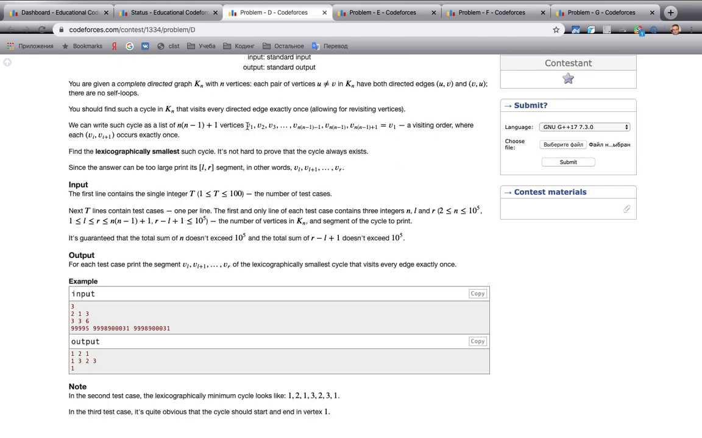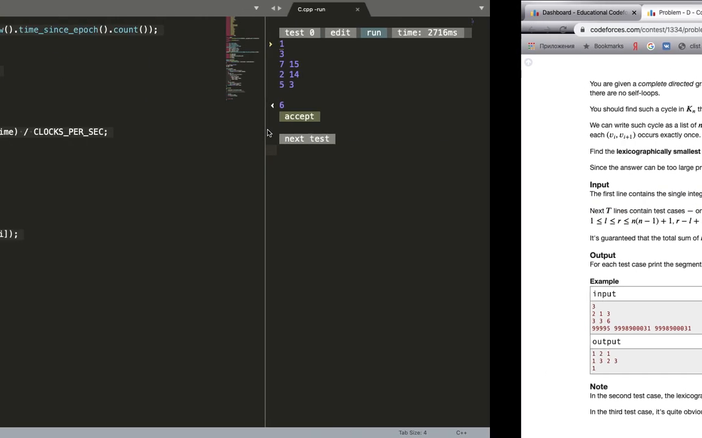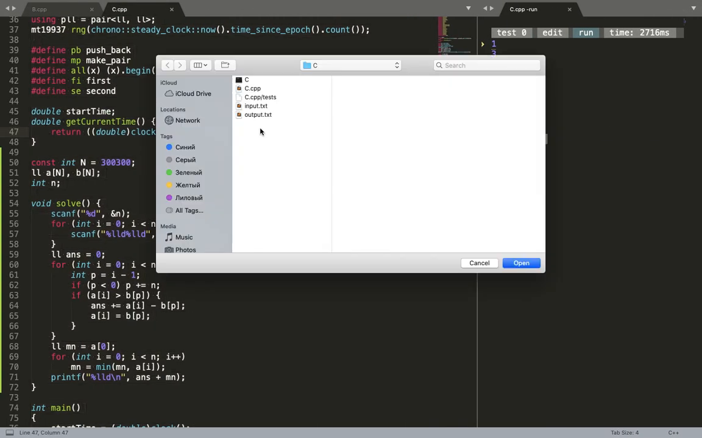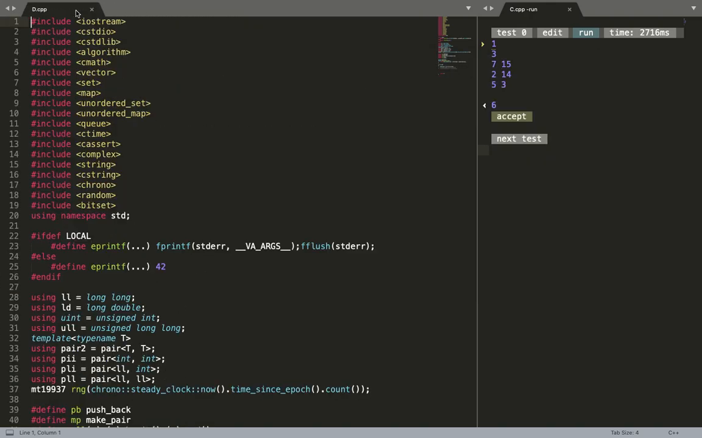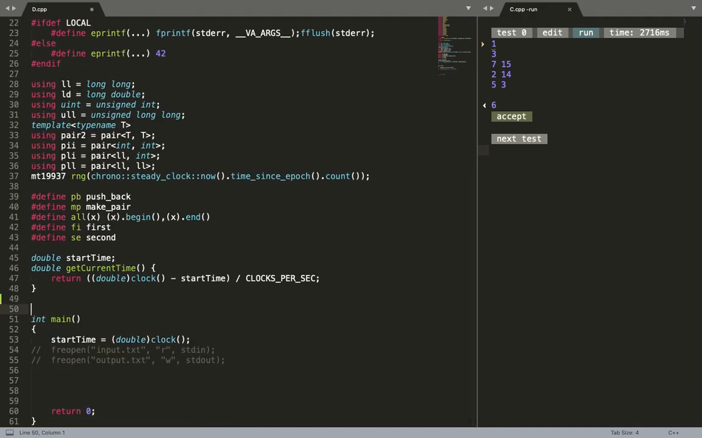So we want to start from vertex 1. Then we will probably go to 2. Let's try to write something down. So we will start at 1. Then we will go to 2. Then I guess we should go to 1. Well, if we can return to 1, that's the best possible option. Then we want to go 2, 3, and so on.